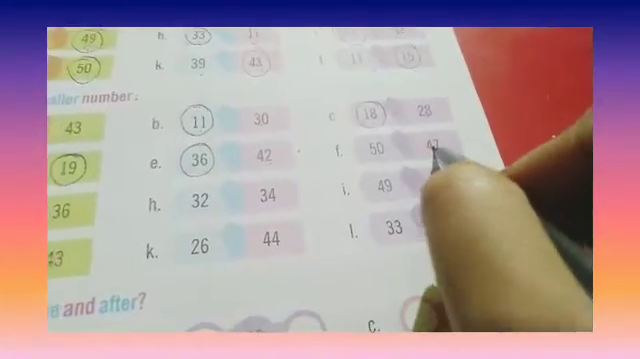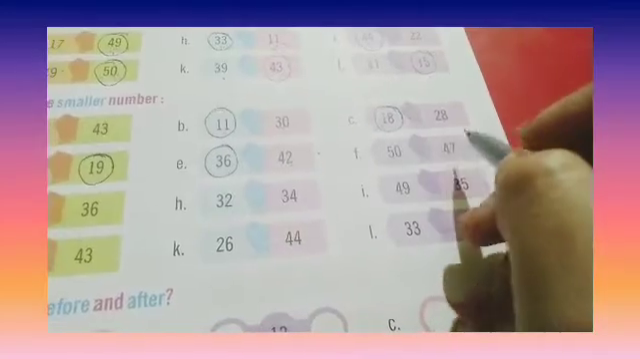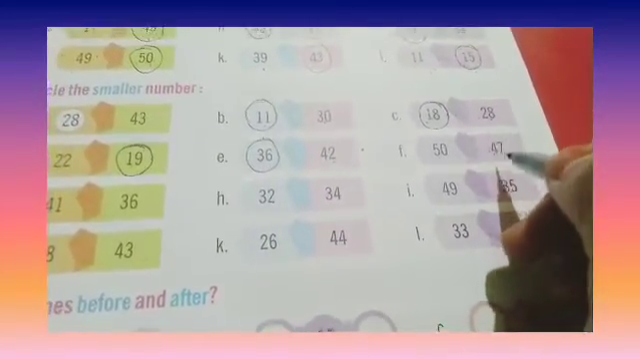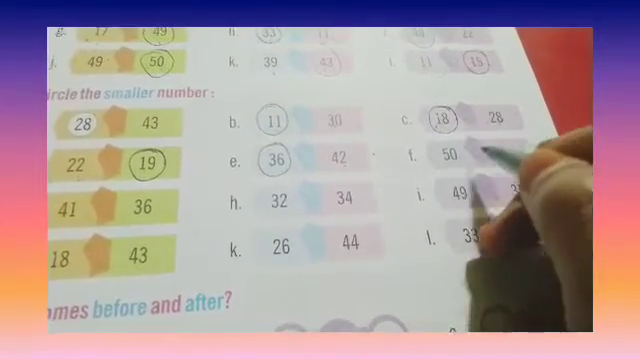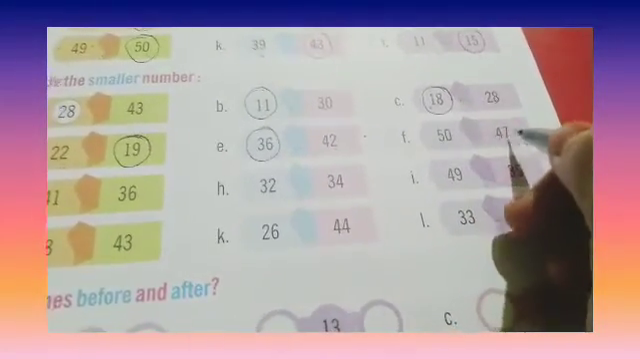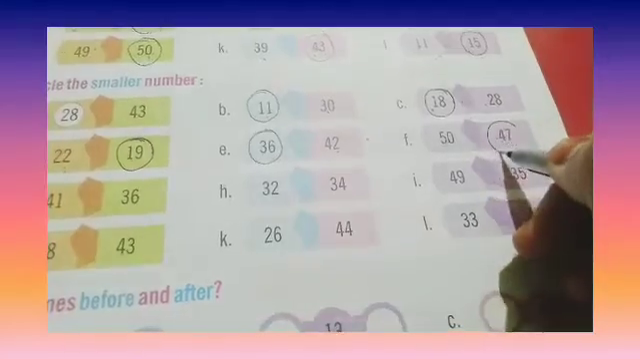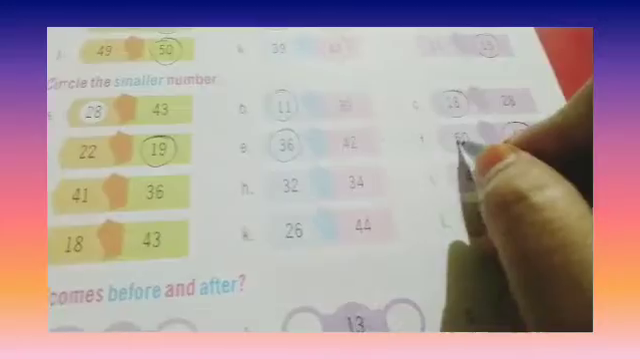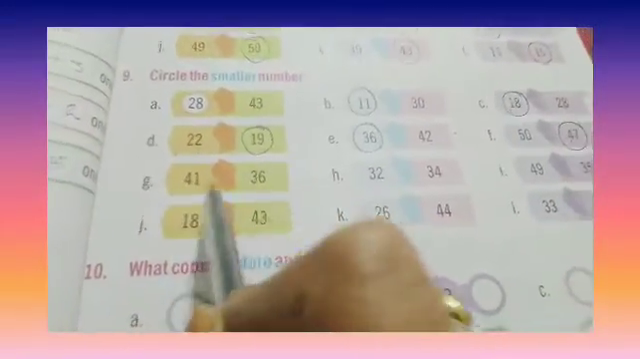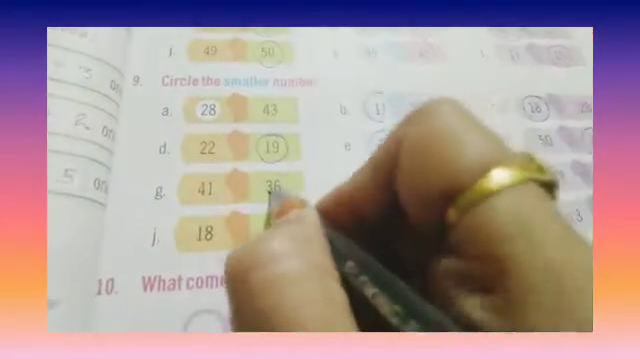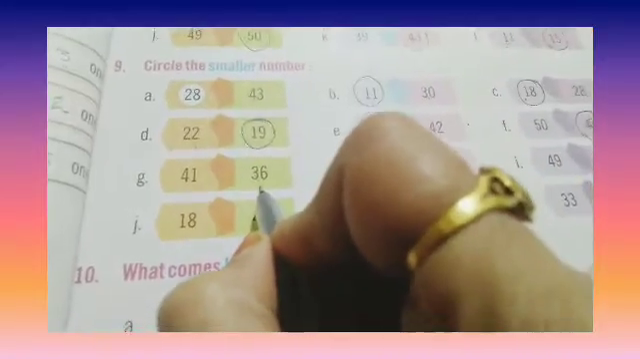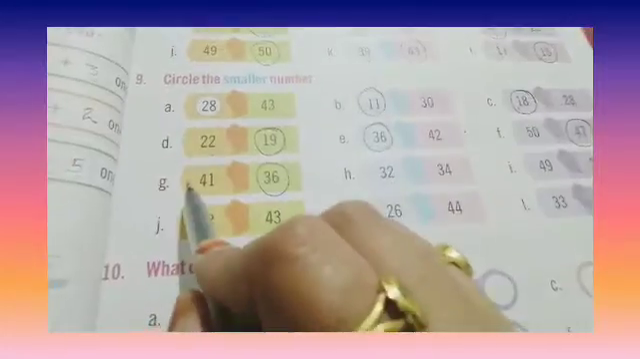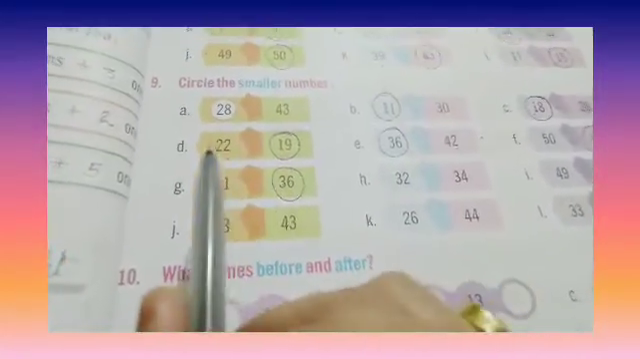Between 50 and 47, 47 is smaller because 47 comes first in the counting and 50 comes afterwards. So 47 is smaller, so we will circle 47 and 47 is smaller than 50. 41 and 36. So 36 is smaller, it comes first in the counting. So we will circle 36 and 41 comes afterward. So 36 is smaller than 41.